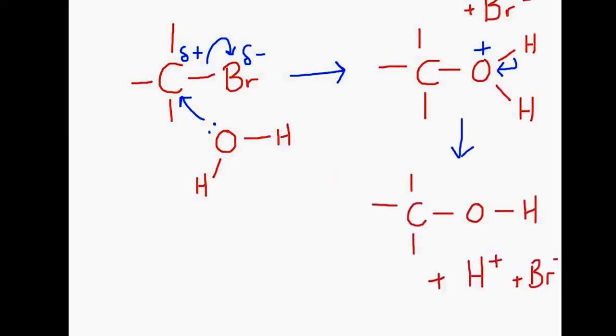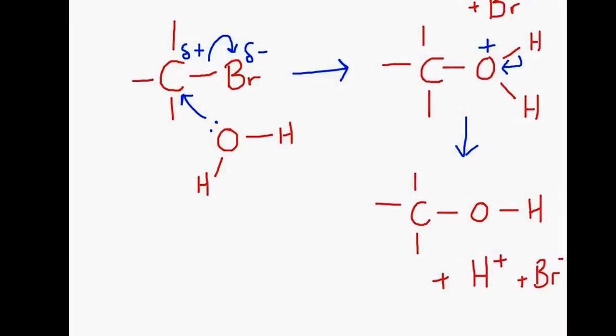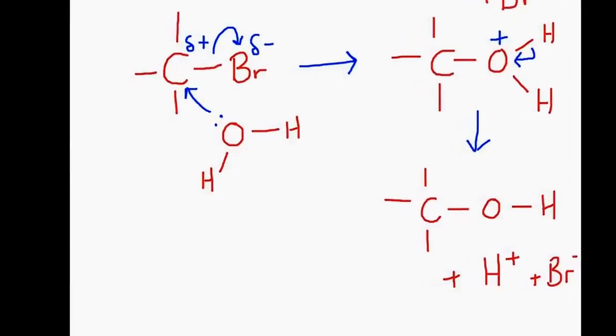The overall products then will be methanol, as we said, and since this is in water, we're unlikely to actually make undissociated HBr, although we might write that in a balanced equation. Actually, we're going to make hydrogen ions and bromide ions, which will be separate in solution.